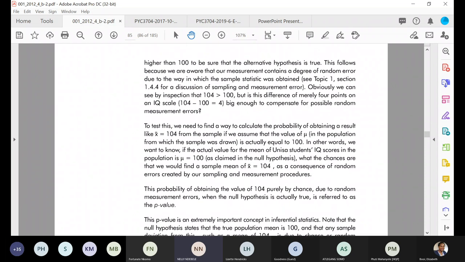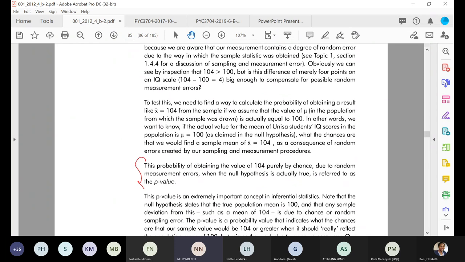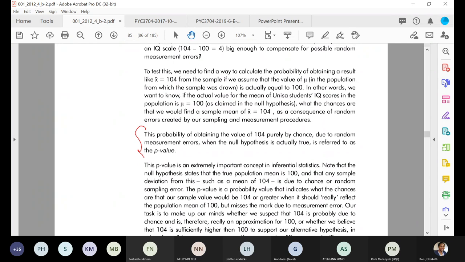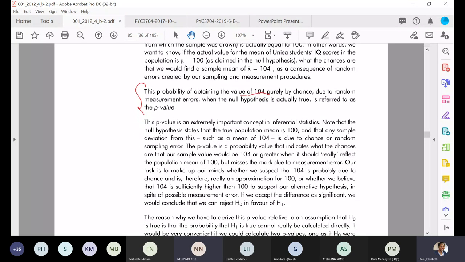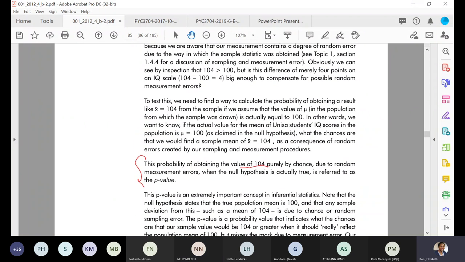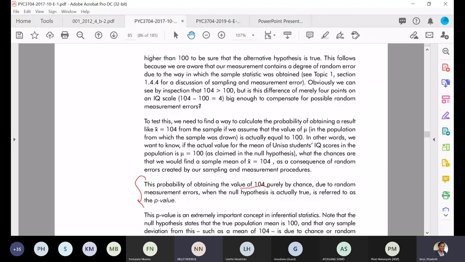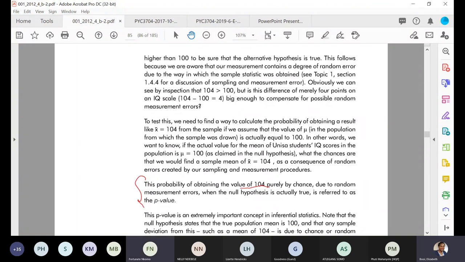Yes, the p-value is okay. You mean you were referring to this one? Yes, if you go down there, you read where it says it is extremely important. The probability of obtaining a value of 104 purely by chance due to random measurement errors when the null hypothesis is true is referred to as the p-value. Maybe that is the case that they are looking for. And that is why I'm not sure, when they say the p-value depends on the null hypothesis, do they mean the same thing?